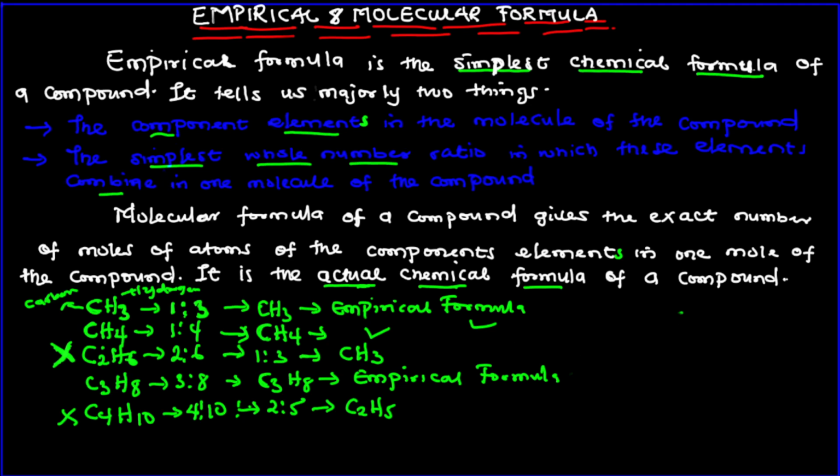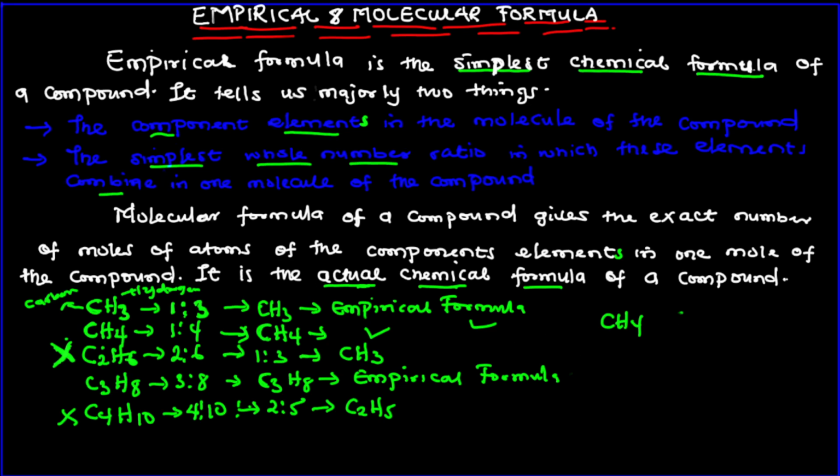To see if something can be said to be an empirical formula, we have to check the ratio in which they combine. It has to be in the simplest ratio. Now I also need to say this, that sometimes the empirical formula of a compound can also be its molecular formula. So for example, this CH4 is also the molecular formula of methane.